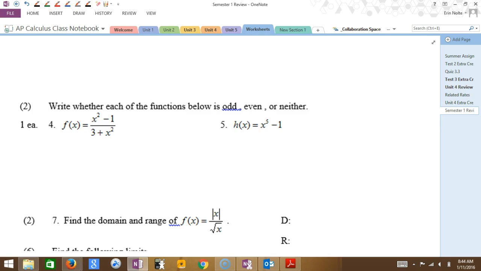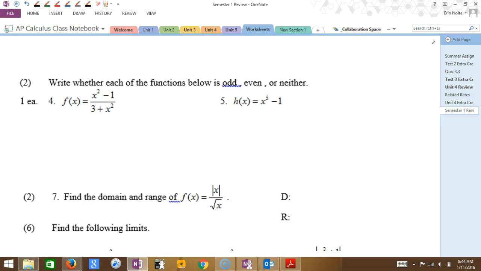Okay, so question number 4, which one do you think it could be? Even. It could be even. Now, it's not necessarily true that it will always be even just because it's squared. It is possible for an x cubed to be even. Actually, one of the problems on this assignment that you have to draw is an even function. We'll get to that one.